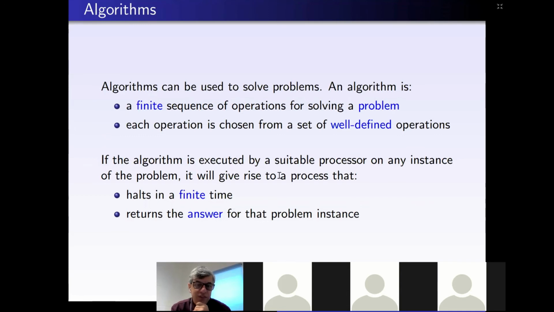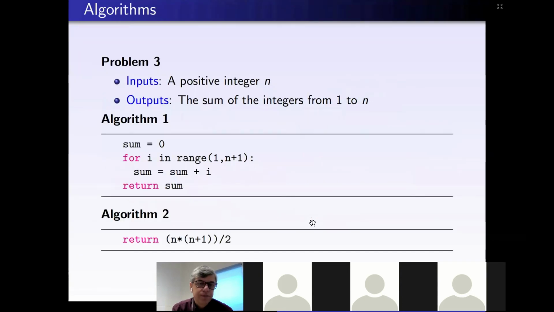If the algorithm is executed by a suitable processor on any instance of the problem, it will give rise to a process that halts in a finite time and returns the answer for the problem. So there are two different situations that might happen. If you run the algorithm on any suitable processor, maybe an abstract machine or a physical machine, it might halt in a finite time. It finishes somewhere and returns the answer for the problem instance. That's what we are looking for.